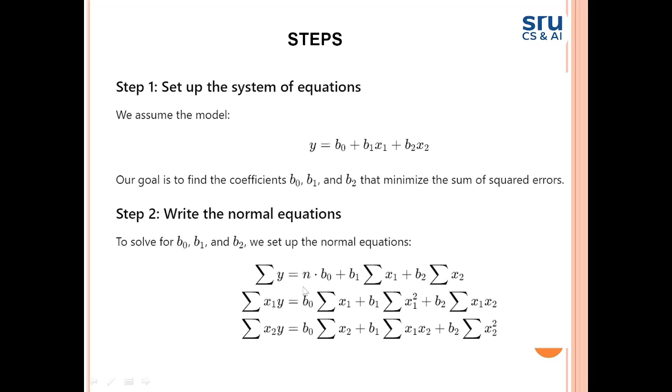Now we have these three equations, 1, 2, 3, and we have three unknowns: beta naught, b1 and b2. We have three equations and three unknowns. So we can solve these three equations in order to find beta naught, b1 and b2.